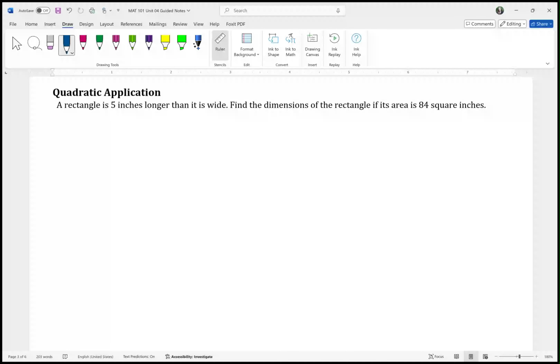For this one, we are looking at solving a quadratic application. Let's read through it. A rectangle is 5 inches longer than it is wide. Find the dimensions of the rectangle if its area is 84 square inches.